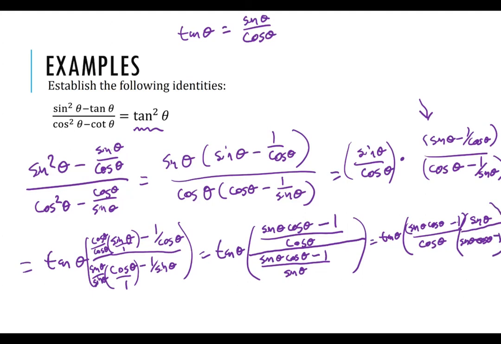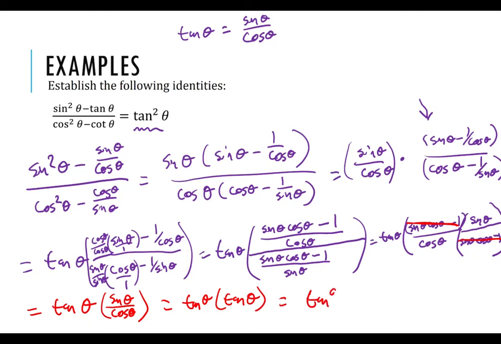I notice then that sine of theta cosine theta minus 1 divided by sine theta cosine theta minus 1, those two things are exactly the same. Anything divided by itself is 1, and so then I'm left with tangent of theta times sine of theta divided by cosine of theta. Oh, look at that. Then I get tangent of theta times tangent of theta by using the quotient identity, and then that's going to give me tangent squared of theta. That's exactly what we needed. We have now arrived at our conclusion, and we are done.